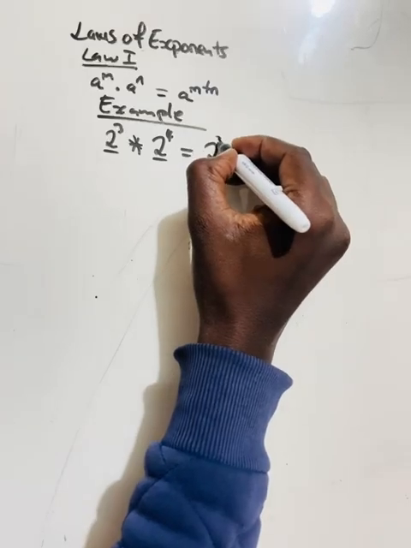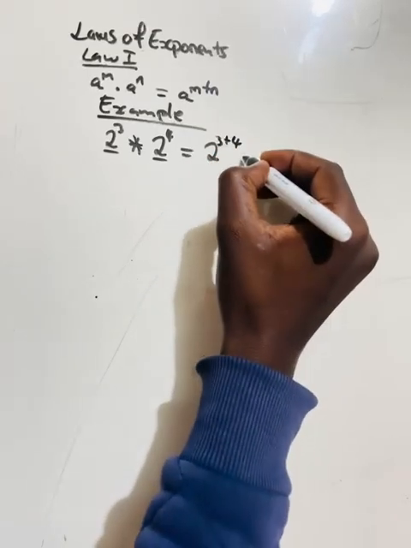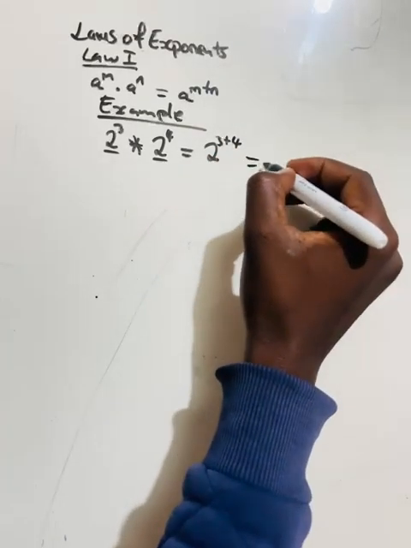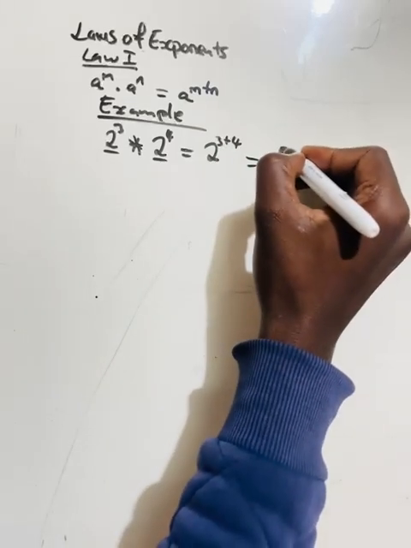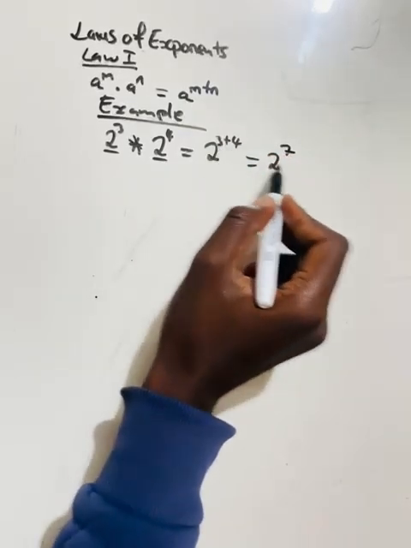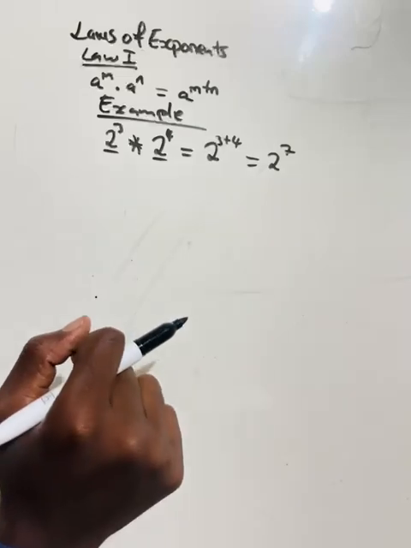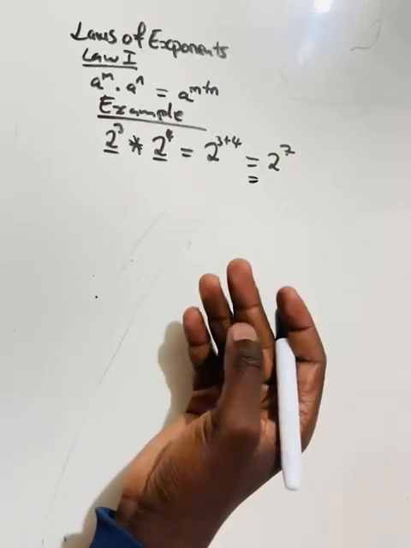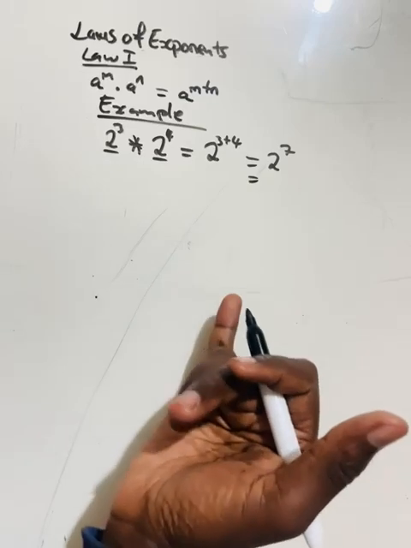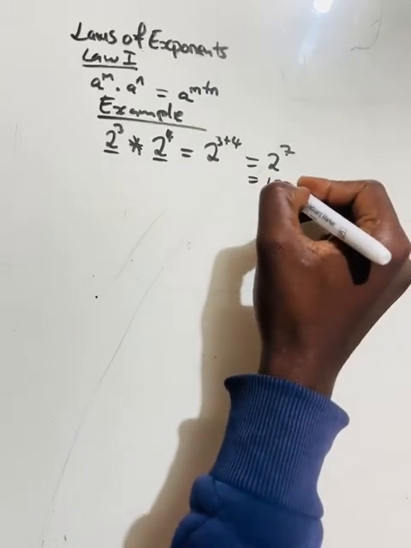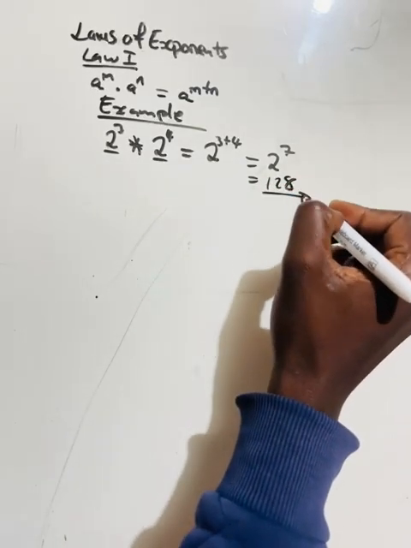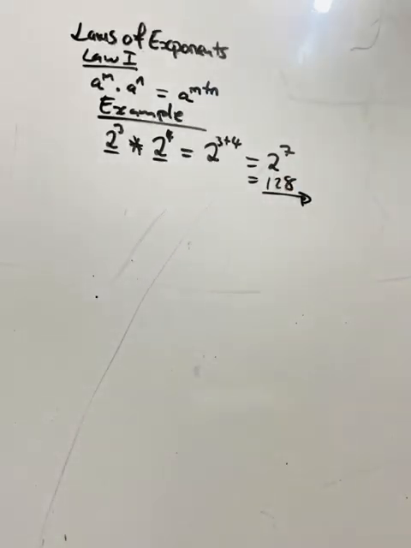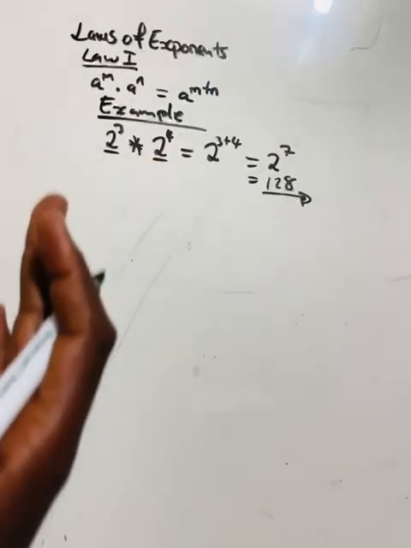Which means you say 3 plus 4. Which is now equal to what? Which is now equal to 2 to the power 7. Because 3 plus 4 is equal to 7. Of course, you can find 2 to the power 7: 2, 4, 8, 16, 32, 64, 128. So your final answer is 128. And just like that, we have dealt with law number 1. It's very easy. You just need to regularly practice.